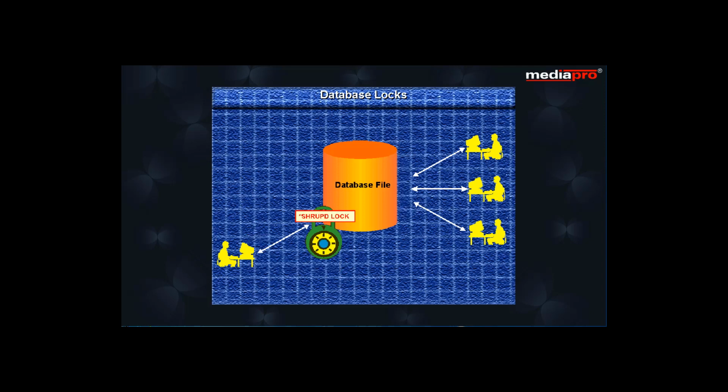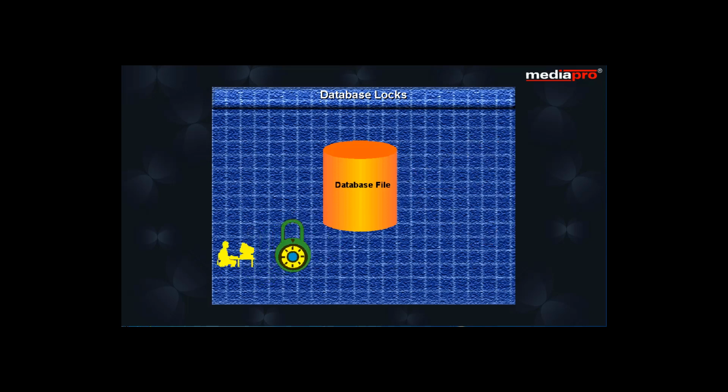A shared for update lock allows both the job that placed the lock as well as other jobs access to read as well as update the object. With a shared for read lock, the job that placed the lock can only read the object while other jobs may read or update it.